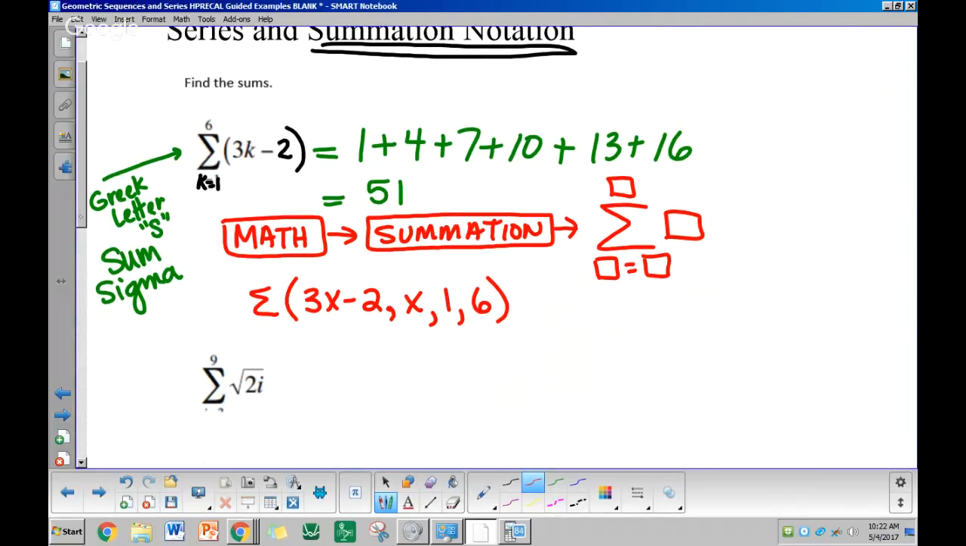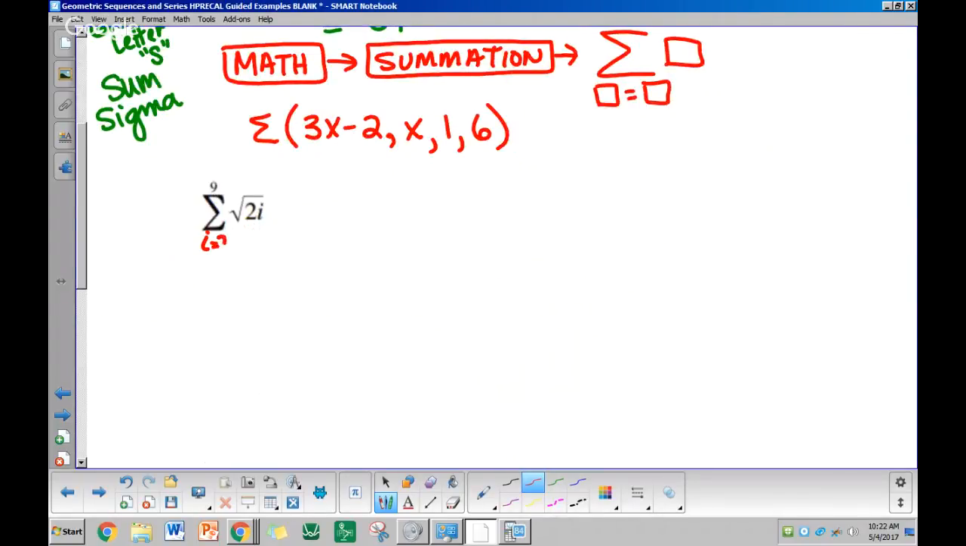And this is i equals 2. I like to do this with a different variable because it doesn't matter if it's k, if it's i, if it's x.